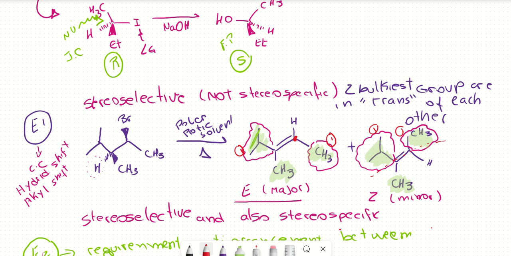So this is stereoselective because we can have both happening here. We can have a hydride shift and a methyl shift. So we're going to have two products, but the major will be the E.